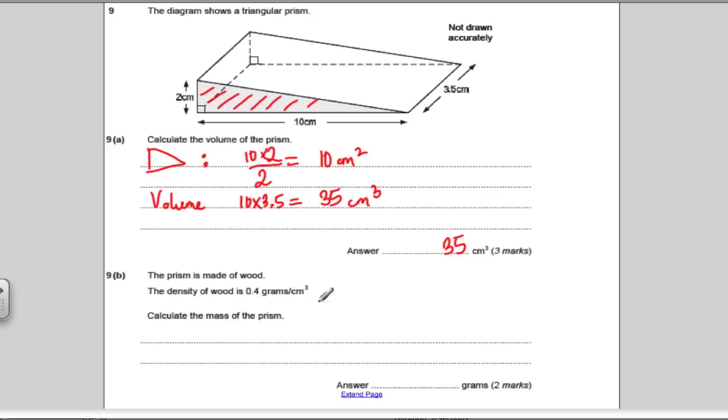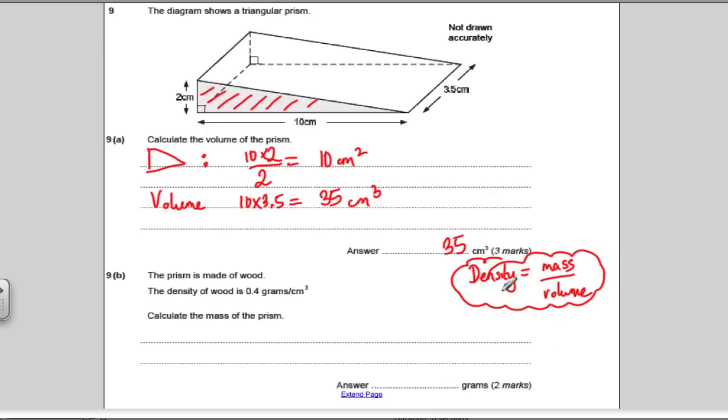Now, we didn't cover this in our video, but it's a question on density. You might want to write yourself a quick revision card based on what I say here. Density of wood is 0.4 grams per centimeter cube. What's the mass? Now, either you know what density is as a formula. So some of you may know this. Density is defined to be mass divided by volume. Okay? Hopefully you might know that.